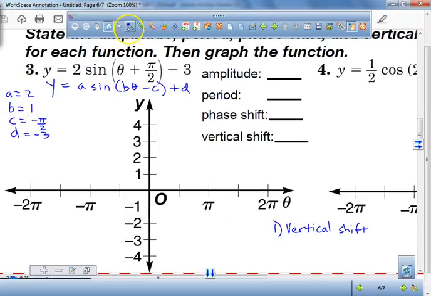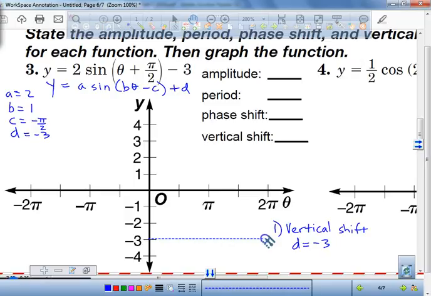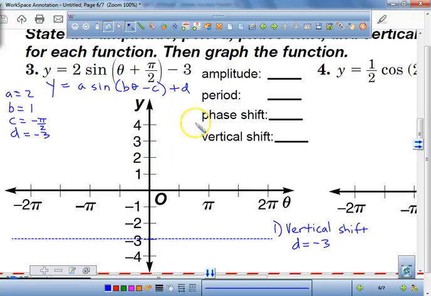So now I'm going to start with my vertical shift. What's my vertical shift? What is my D value equal to? Negative 3. So the first thing I'm going to do is draw in my vertical shift line, y equals negative 3. That's the very first thing that I'm going to draw.